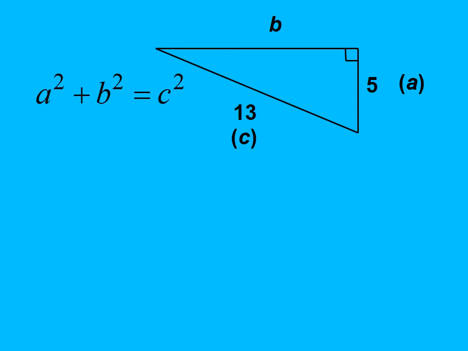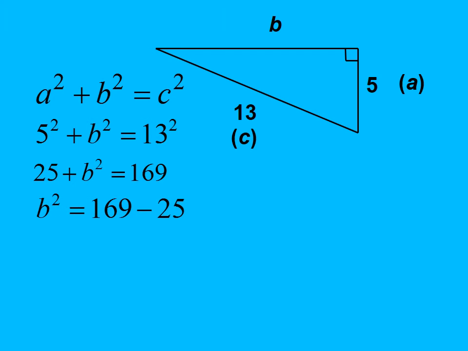So, A is equal to 5 and C is equal to 13. So, 5 squared is 25 and 13 squared is 169. We're going to subtract 25 on both sides of the equation, and we'll end up canceling out 25 on this side of the equation, and instead we will have a minus 25 on this side of the equation.